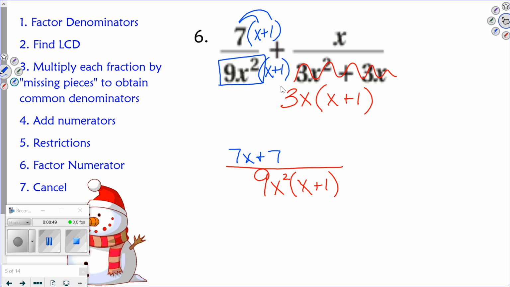Okay, what about the other one? What does this denominator need to look like this one? How do you multiply 3 to get 9? I have to multiply by 3. How do you multiply x to get x squared? I need another x. And then I already have the x plus 1. So if I would multiply that, I'd get what I wanted, right? So that means I also have to multiply the top by 3x. What's x times 3x? And you guys see the big plus sign in the middle? So plus 3x squared.